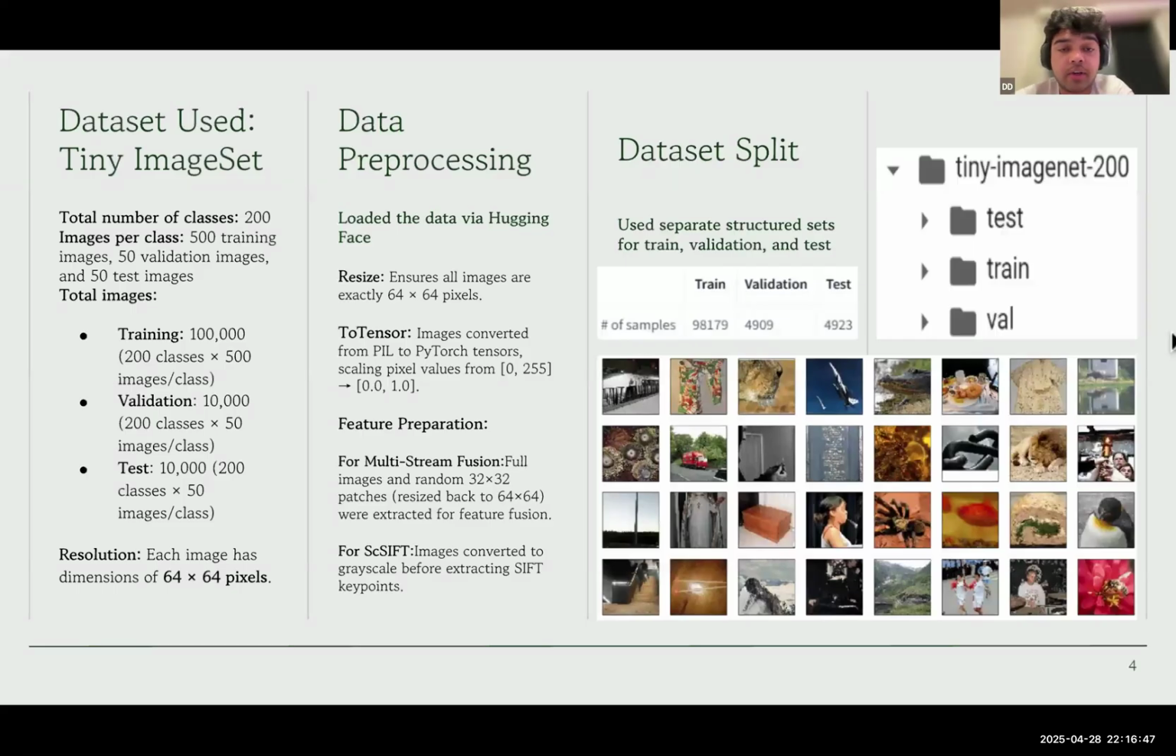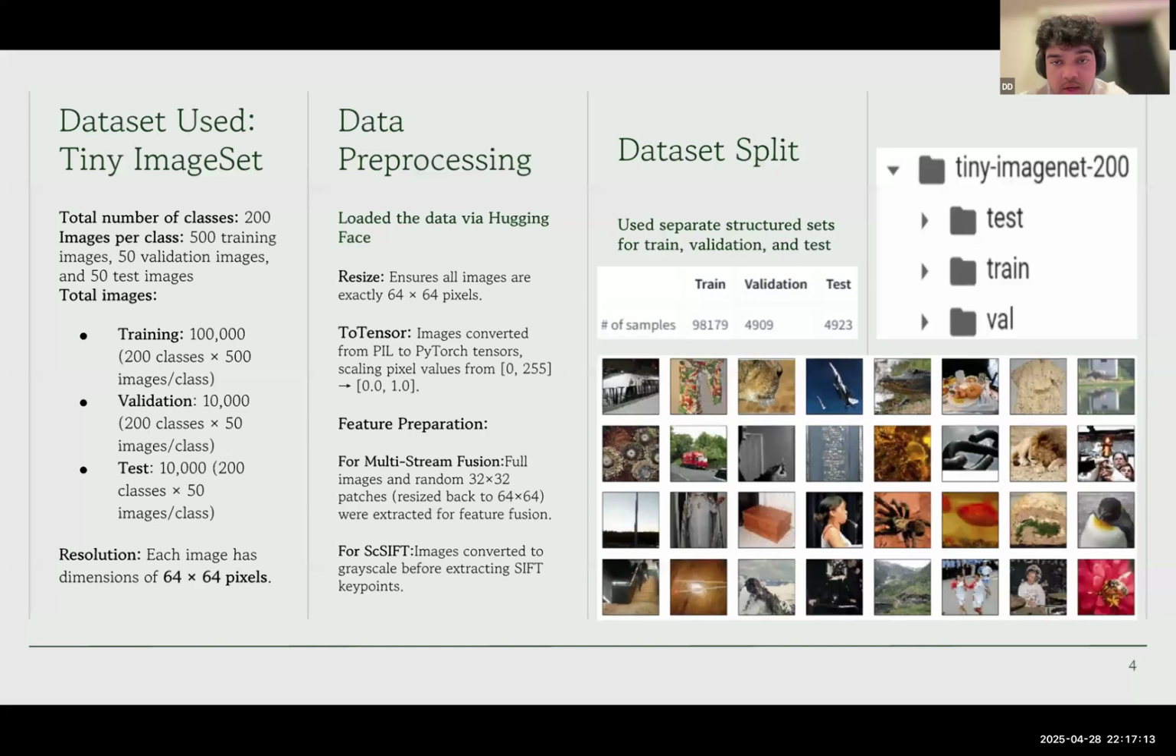So the dataset that we use is the Tiny ImageNet dataset, which consists of 200 classes, 500 training images, 50 validation images, 50 test images per class. In total, this gives us 100,000 training images, 10,000 validation images, 10,000 test images. Each image is resized to a resolution of 64 by 64.